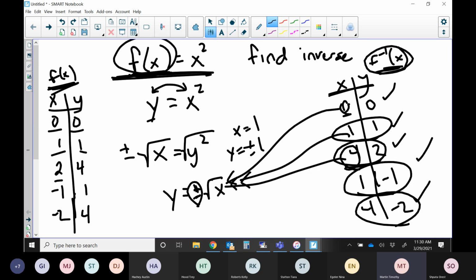Now, not all of them are always going to be a function. Not all of them are going to be. You have to look at it. And here you have 1 x going to 2 separate y's. If both the original and the inverse are a function, we call this over here a one-to-one function. That's because every x only has one y and every y only has one x. So they're called one-to-one.